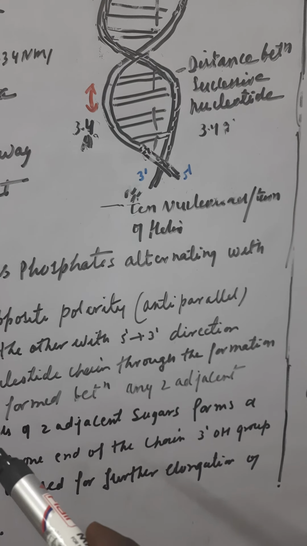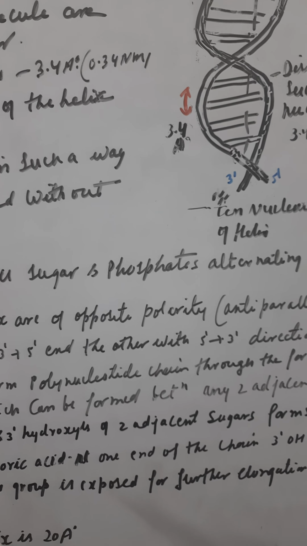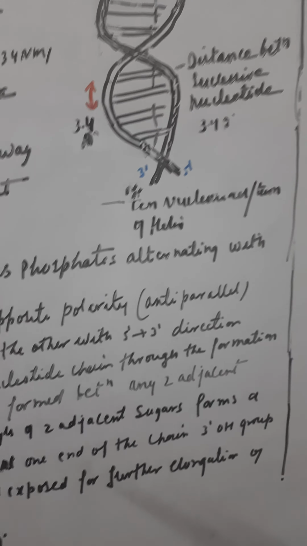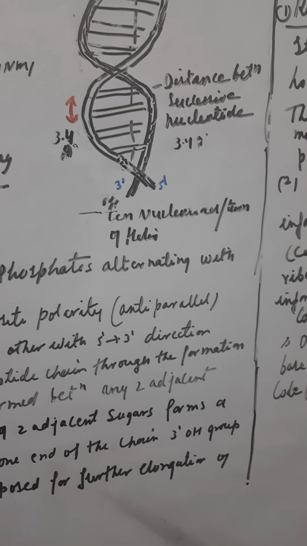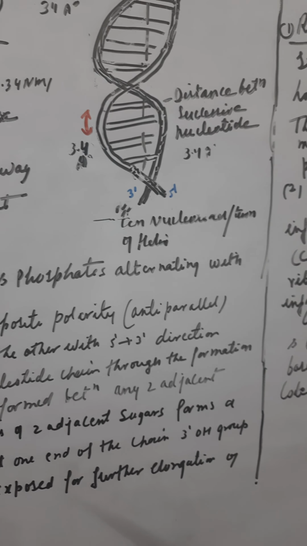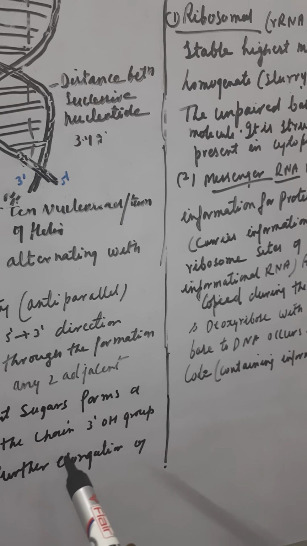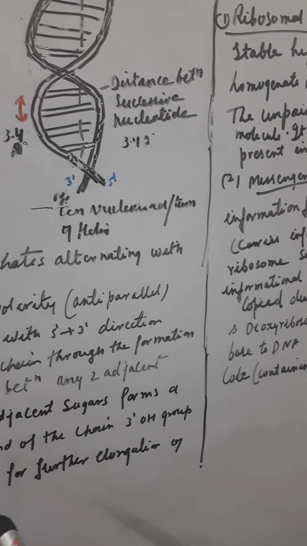joins to form the polynucleotide, that is, a number of nucleotides are arranged in that chain through the formation of phosphodiester bonds. In that diagram it is clearly given, which can be formed between any two adjacent nucleotides, in which the 5' and 3' hydroxyls of two adjacent sugars form a double ester with phosphoric acid, and at one end of the chain the 3'-OH group and at the other end the 5'-OH group is exposed for further elongation of the chain.